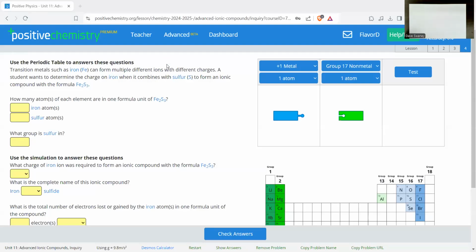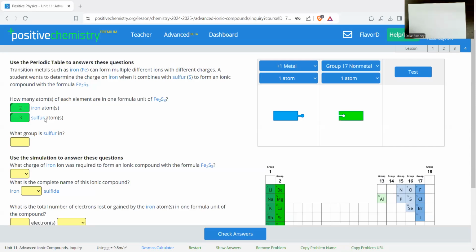Let's talk about the inquiry section of Unit 11. So we have a formula right here, and we know that it has 2 iron atoms, get your periodic table, kids, and 3 sulfurs. So there are 2 irons and 3 sulfurs. Now, you got to get out your periodic table. Find sulfur. Hit pause if you got it.